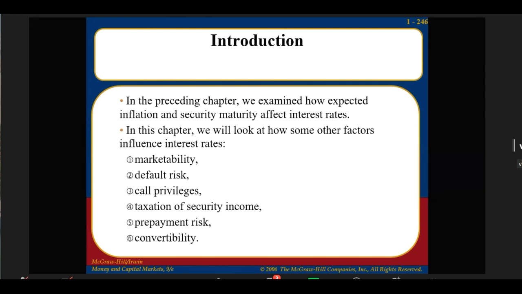So when you take a financial asset, if it is marketable, what does it mean? How does it influence interest rates? Will it set interest rates high or low? If we talk about convertibility, how will it influence interest rates? How will it influence asset pricing on the market? That is what you are going to do.